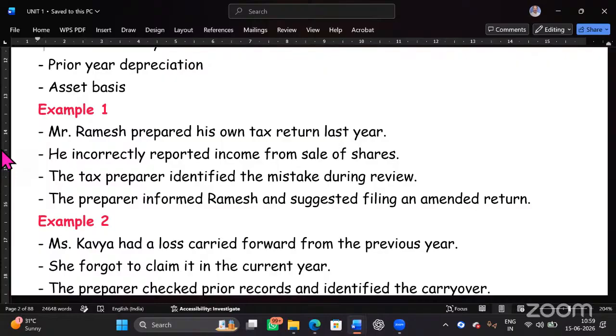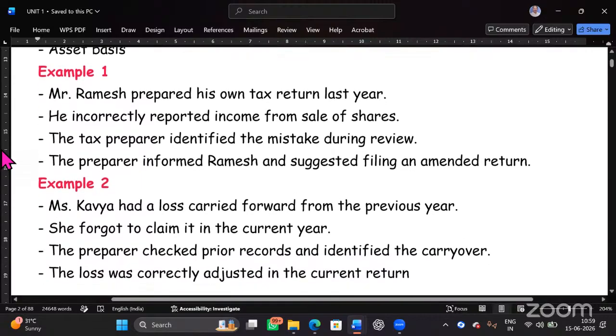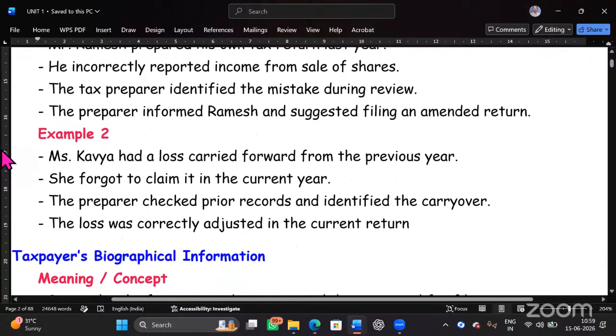That matter came to notice during the current year's preparation. So definitely that error must be rectified in the current year. Balance 3 lakh forgotten in the last year is to be included in the current year. In this way, the previous returns are useful for reference.